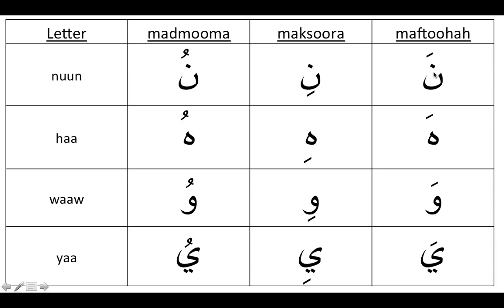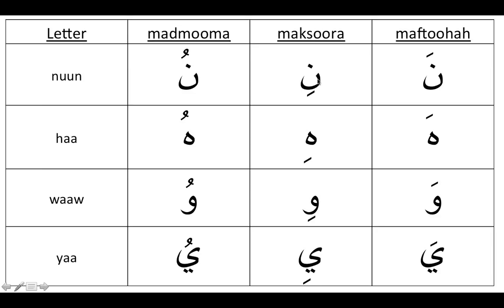When a Fatha is placed on it, you make a short a sound. When you place a kasra below it, you make a short e sound or the short i sound. And when you place a damma on top of it, you make the short u or the short o sound. So I hope you're starting to understand.